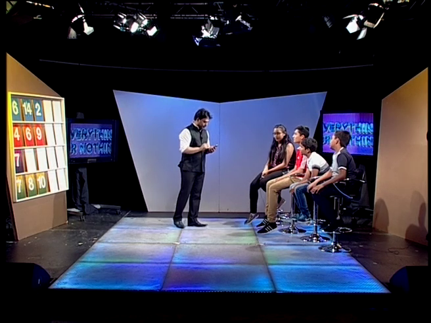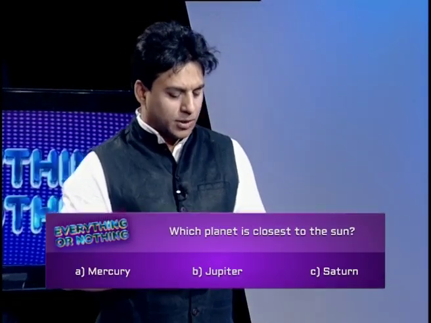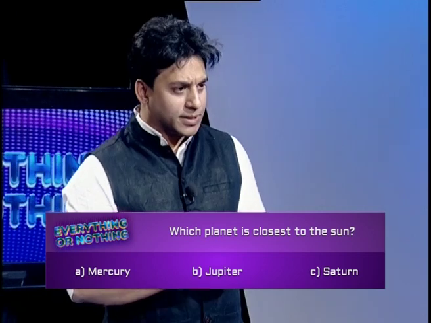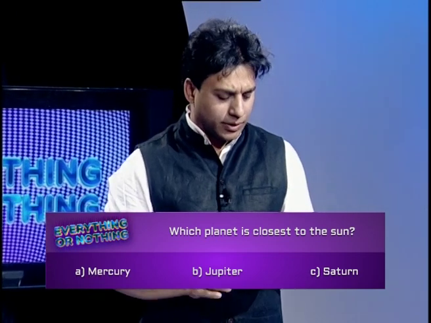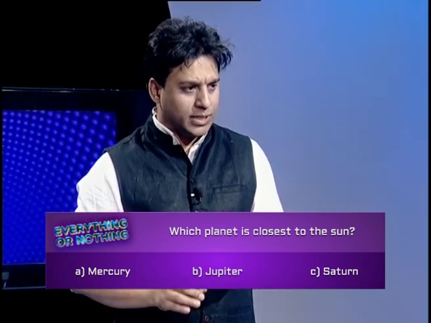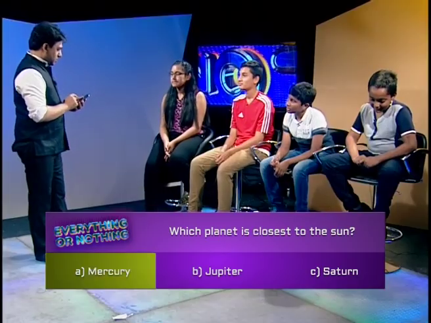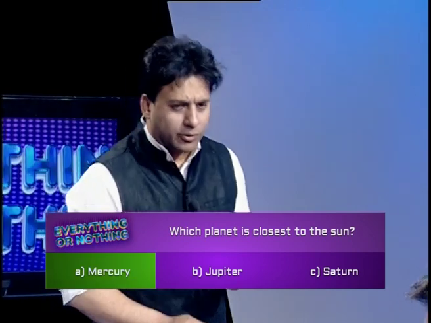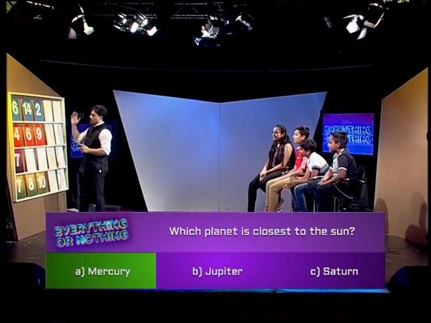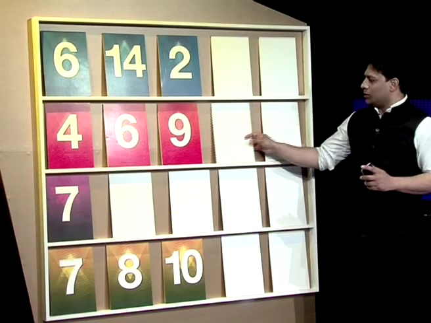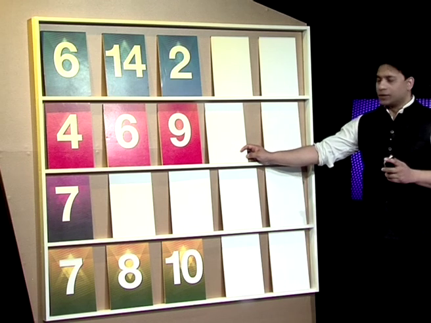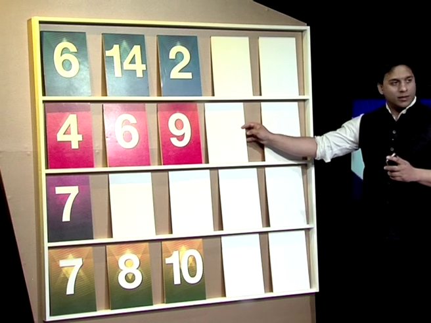Sorry, Zara. Mahir, which planet is closest to the sun? Is it A, Mercury, B, Jupiter, or C, Saturn? Mercury. The closest to the sun is Mercury. Right. Okay, now your previous card was 9. Next card, higher or lower? Lower. Lower? Yep.